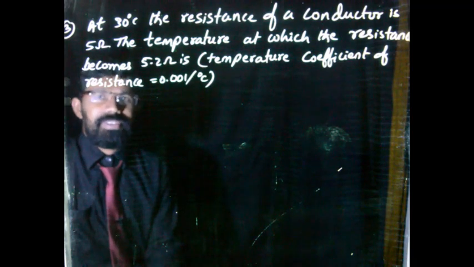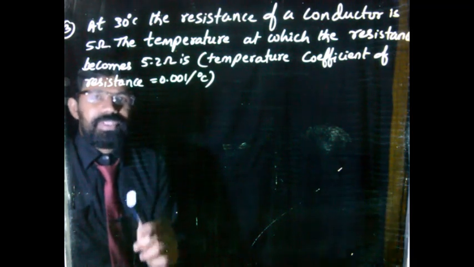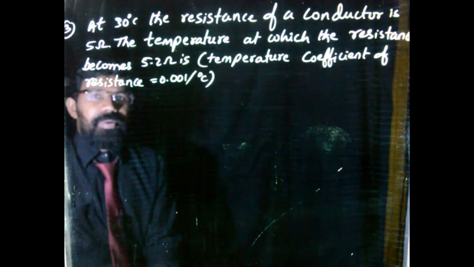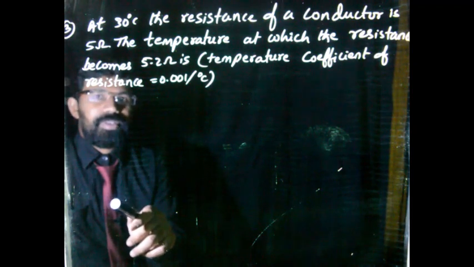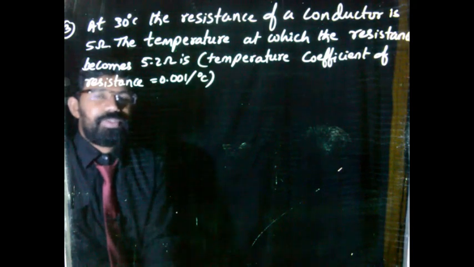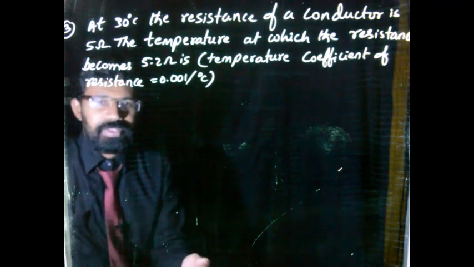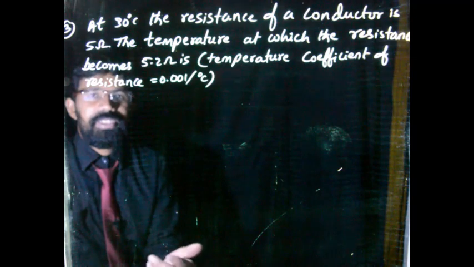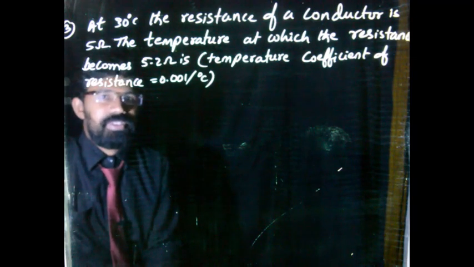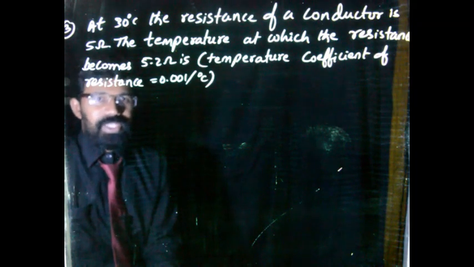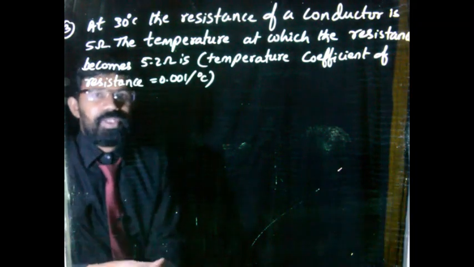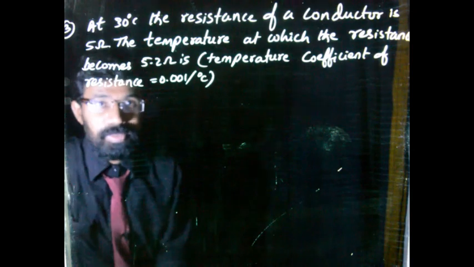It is not required. So what is our goal here? There is a resistor of resistance 5 ohms. Its resistance should be increased to 5.2 ohms. What we have to do, if resistance has to be increased, we have to heat it. We can do that, isn't it? So to what temperature it must be taken, so that finally its resistance becomes 5.2 ohms. We have to find out that final temperature.